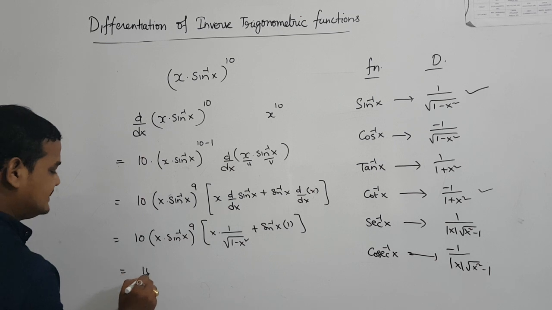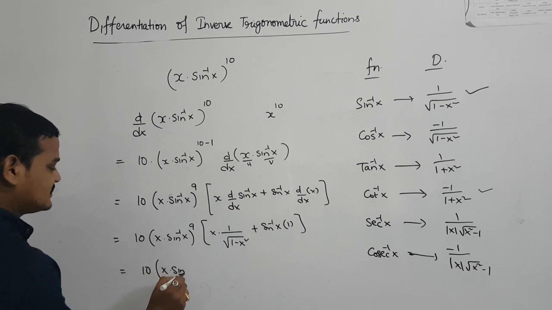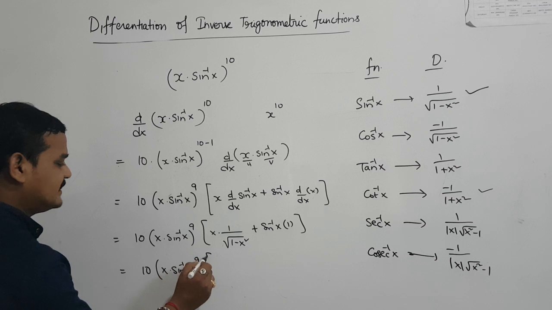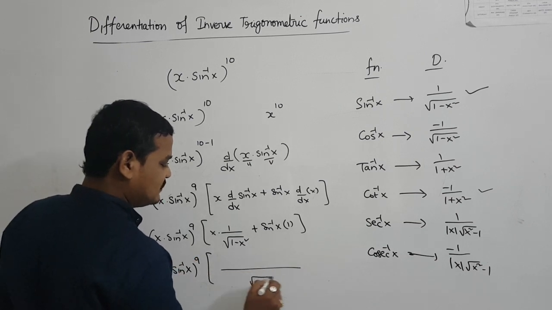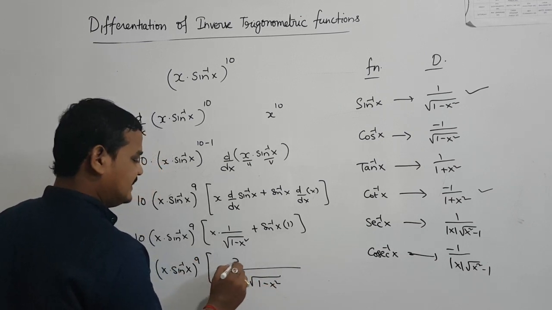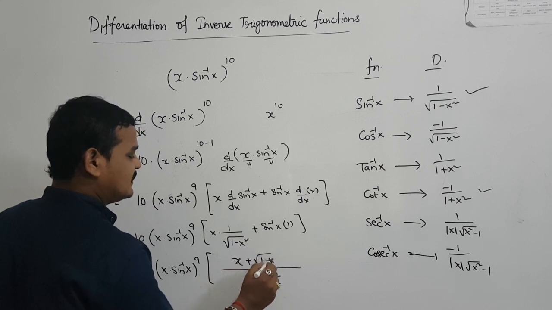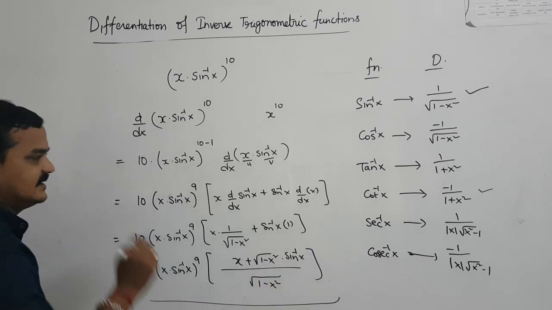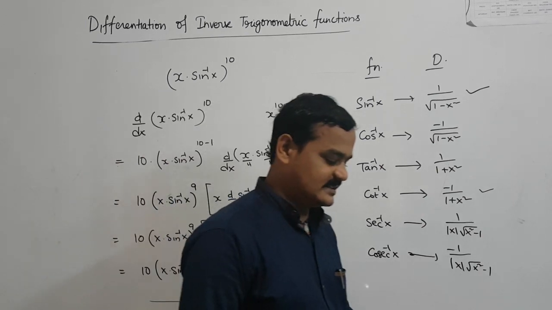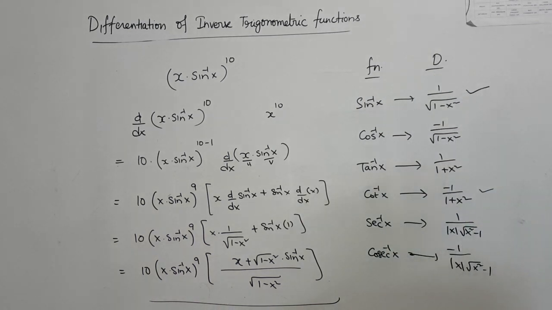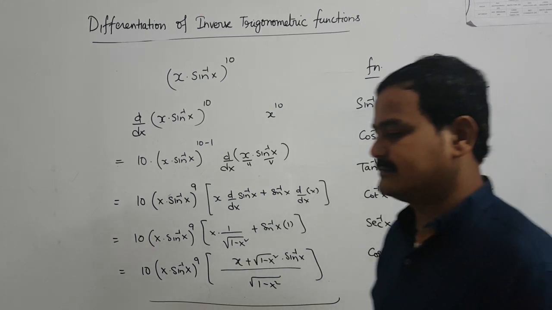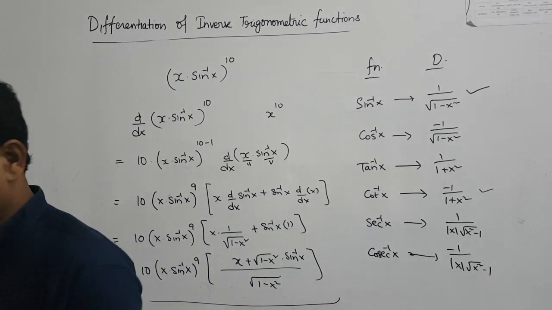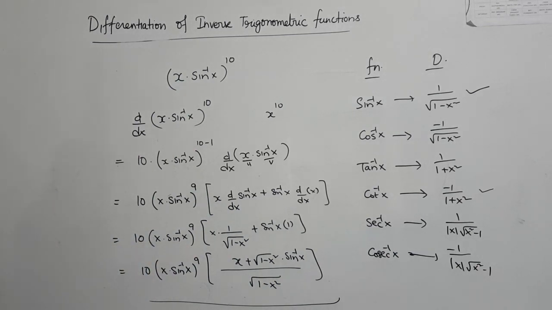So the final answer is 10 into (x sin⁻¹x) whole to the power of 9 into, taking the LCM, root over 1 minus x square, here x plus root over 1 minus x square into sin⁻¹x. This is the derivative of that function. First of all, it is looking like x to the power of n, and inside of that is product rule x into sin⁻¹x. Okay, this is also one type of problem.